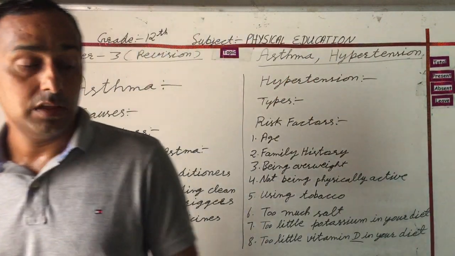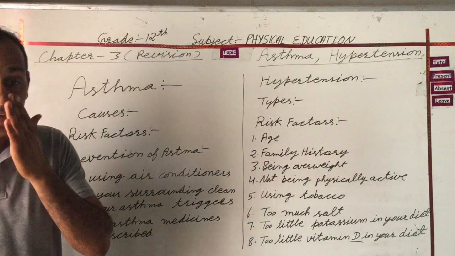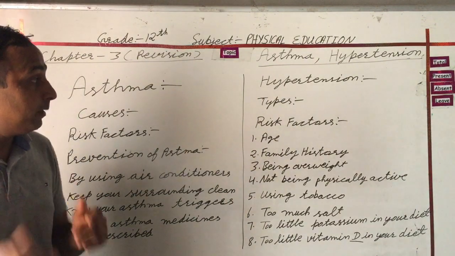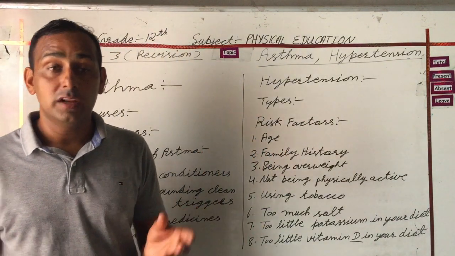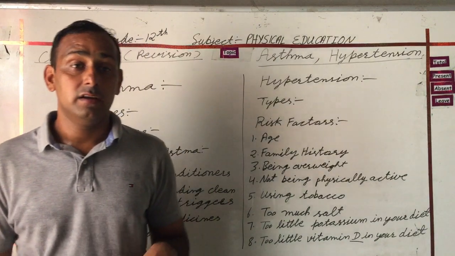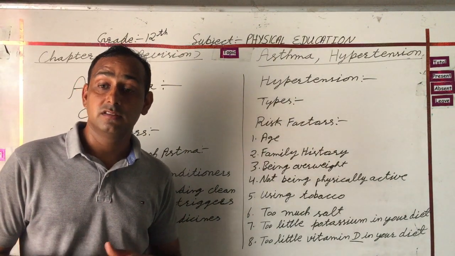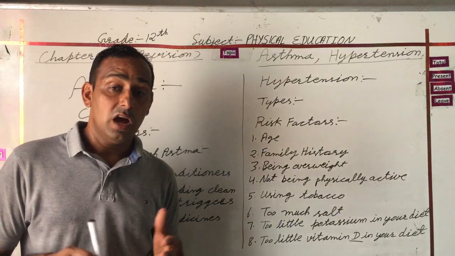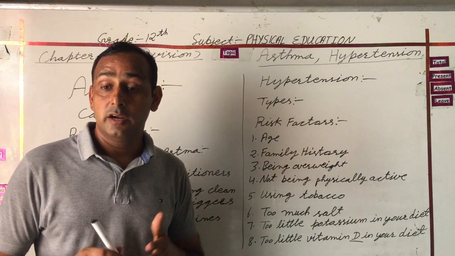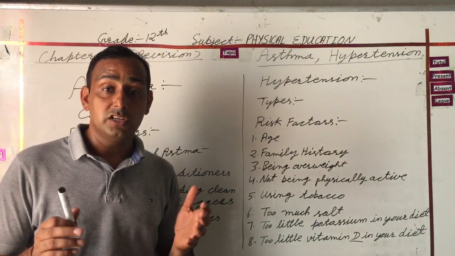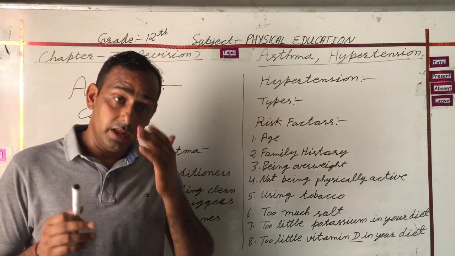And today we also described hypertension, especially what is hypertension, high blood pressure and low blood pressure. Normal is 120 over 80, and 140 over 90 and up is high blood pressure. After this are the types of hypertension, primary hypertension and secondary hypertension.